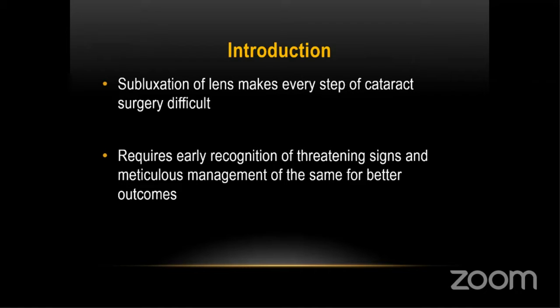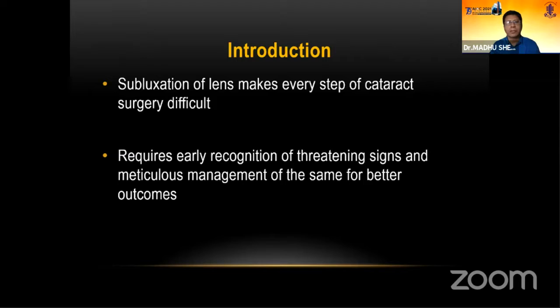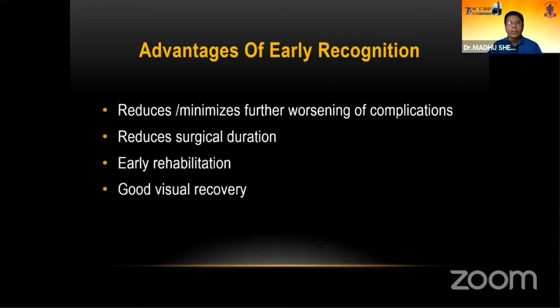So subluxation of lens makes every step of cataract surgery difficult. It requires early recognition of threatening signs and meticulous management of the same for better outcome. Early recognition minimizes further worsening of complications, reduces surgical duration, allows early rehabilitation, and gives good visual recovery.